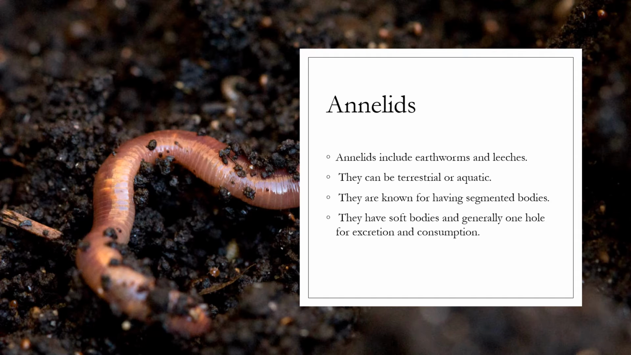Annelids. Annelids can be earthworms or leeches. They can live in the water or on land. They are also known for having segmented bodies, which means they're divided up into parts. Their bodies are soft and they usually have one hole to breathe and eat and other things out of.